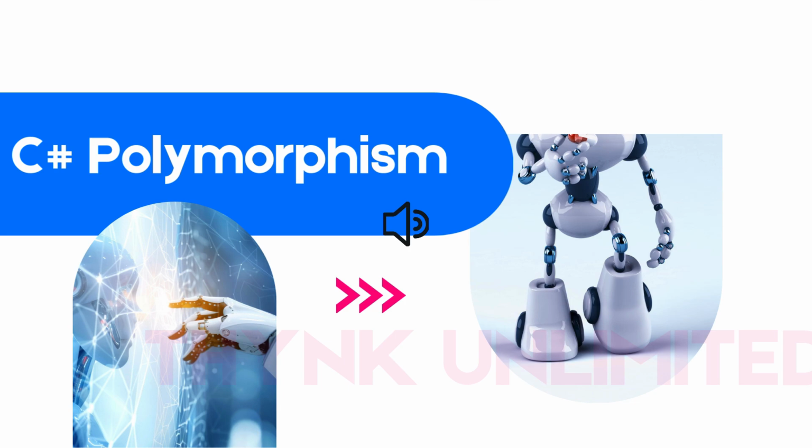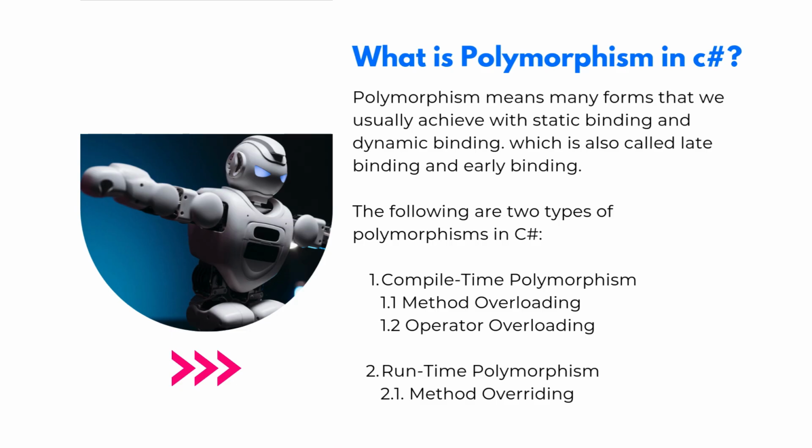C# polymorphism. What is polymorphism in C#? Polymorphism means many forms that we usually achieve with static binding and dynamic binding, which is also called late binding and early binding. The following are two types of polymorphisms in C#: compile-time polymorphism, method overloading, operator overloading, and runtime polymorphism, method overriding.